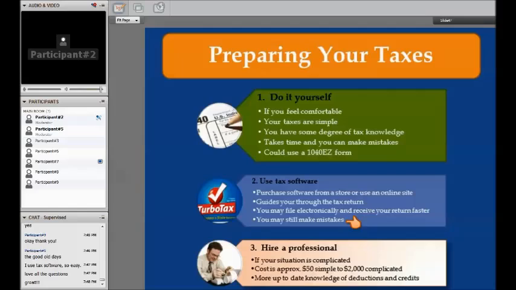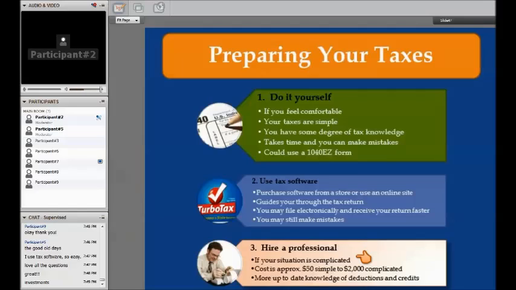You could still make mistakes, all right? So you do want to keep that in mind if you're going to use tax software. There's always the chance you could make a mistake. It could cost you money, or it could raise a red flag, and you could be chosen for an audit. Another option would be to hire a professional. If your situation is complicated, say you own a couple of businesses, things like that, then that might be a good option to hire a professional.